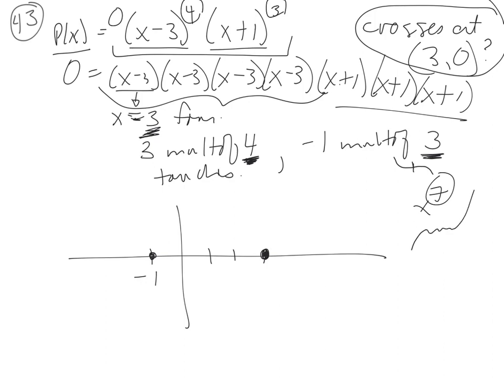So if I was wanting to draw this, I could come up this way. Negative 1 has a multiplicity of 3. So it's going to come up and bend and go through, and then come up here. And then when it comes back down to positive 3, since it has a multiplicity of 4, it's going to come down and touch there and go back the other way.